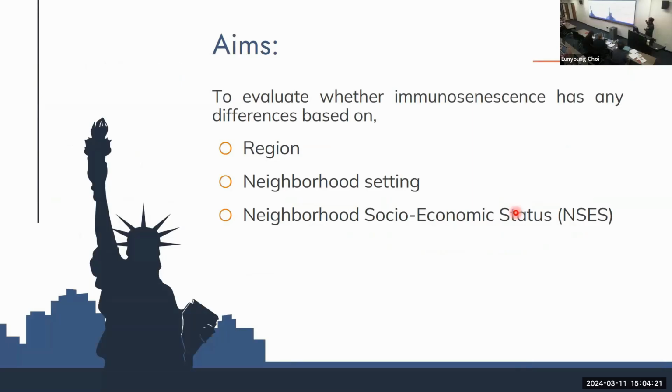Basically, we will look at place-based differences from different perspectives. First one is the geographical region. Next one is neighborhood setting. And we will also be looking into neighborhood socioeconomic status. I will get back to NSES in the upcoming slides.